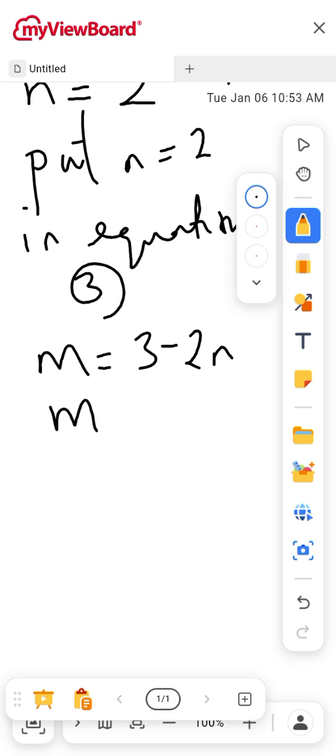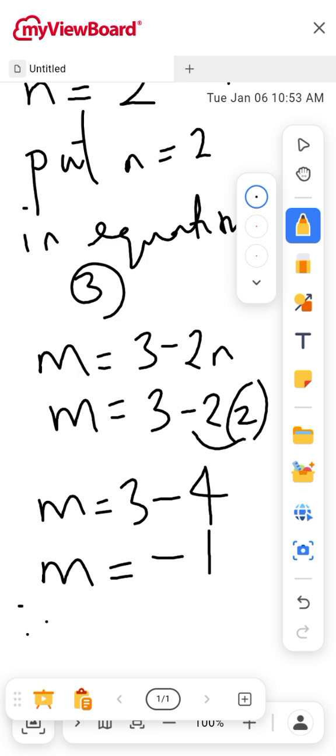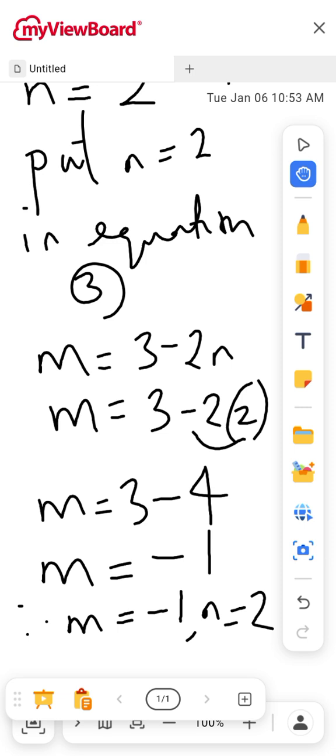So m equals 3 minus 2 into bracket 2. Open up the bracket. Minus 2 times 2, that's minus 4. So what is 3 minus 4? You have 3 naira, you are owing 4 naira. That is minus 1. So therefore, our m equals minus 1 and our n equals 2. You have just been able to solve that simultaneous equation using the substitution method.